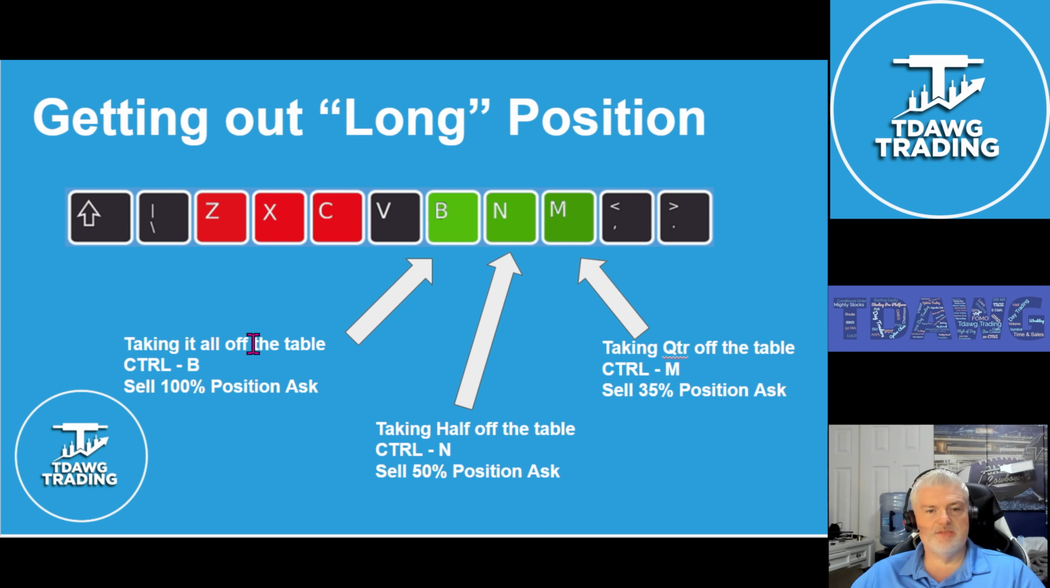All right, so now the green keys: B, N, and M. Again, this is me taking off the ask. So I'm in a long position. Control B is going to take everything else. It's going to take my entire position off at the ask price. Control N is 50% on the ask. Notice Control M is 35%, not 25%. I used to always use 25% here. I don't use 20. I use 35%.